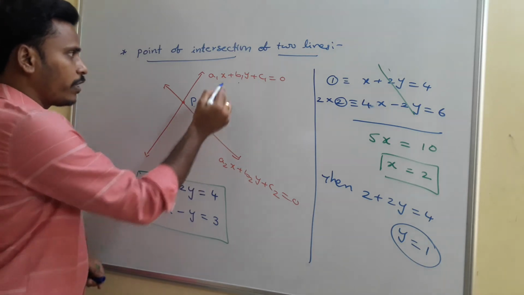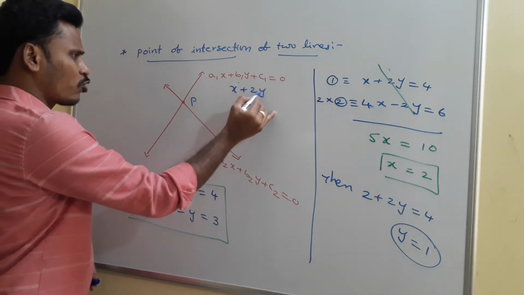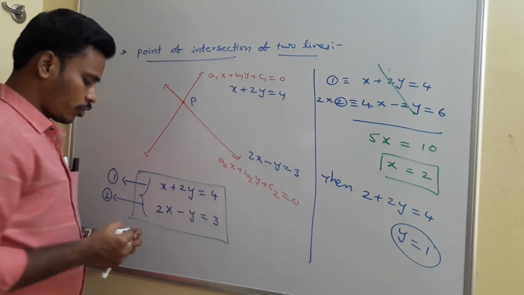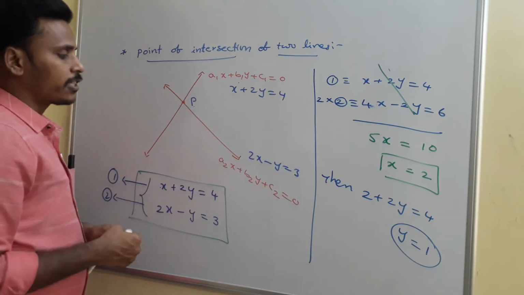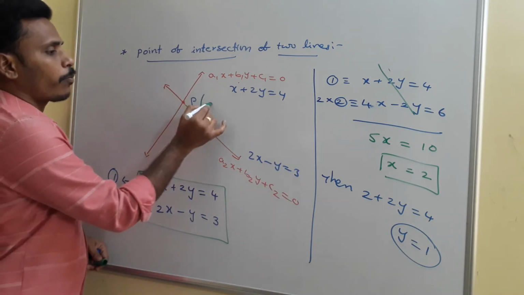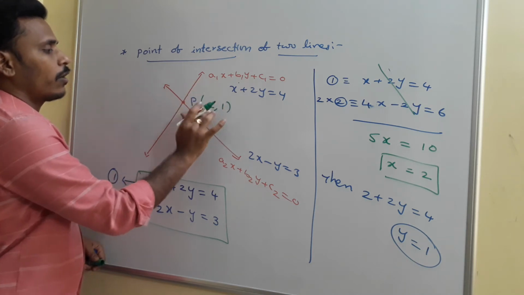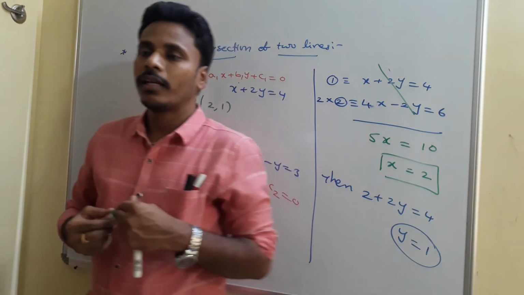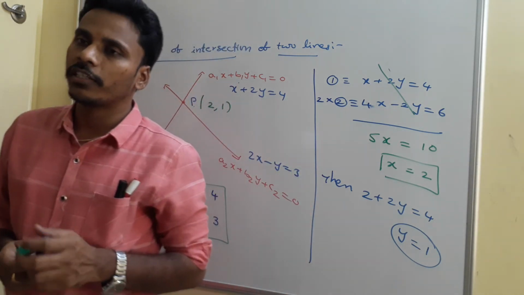Okay. If this line is x plus 2y is equal to 4, and this line is 2x minus y is equal to 3, then with this elimination method we found that the common point is (2, 1). So finding the point of intersection of two lines is easy by using the elimination method.